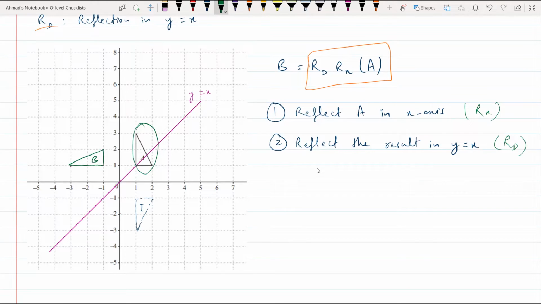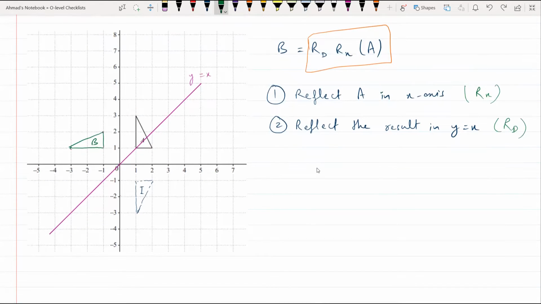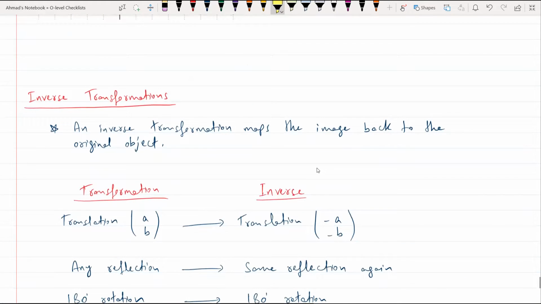ठीक है, तो ये हमारे पास फिगर थी, ट्रायंगल, ट्रायंगल को हमने रिफ्लेक्ट कर दिया एक्स एक्सिस के अंदर, ये नीचे वाली फिगर आ गई, इसको फिर हमने रिफ्लेक्ट कर दिया y इक्वल x के अंदर, ये हमारे पास फाइनल फिगर आ जाएगी, that is this triangle B. ओके, तो पहले x एक्सिस में रिफ्लेक्ट किया, बाद में y इक्वल x में रिफ्लेक्ट किया.